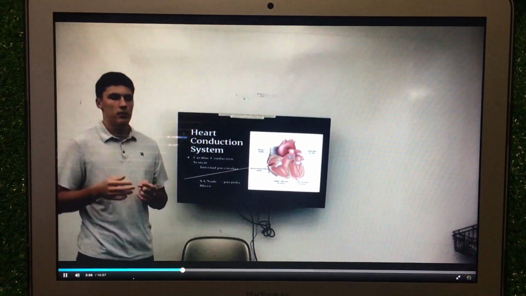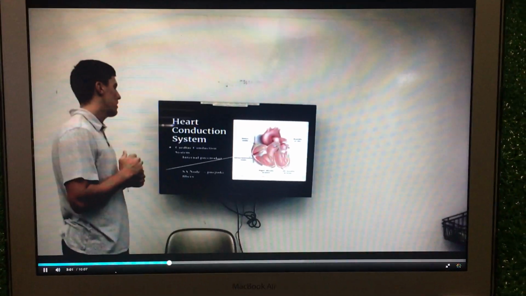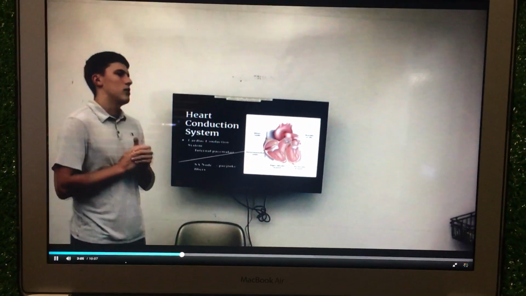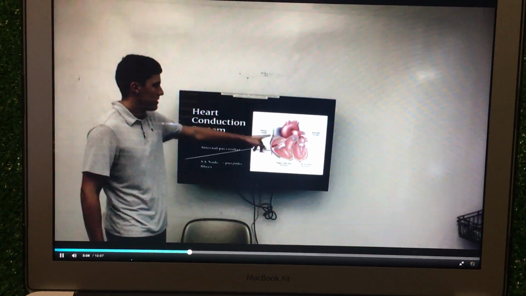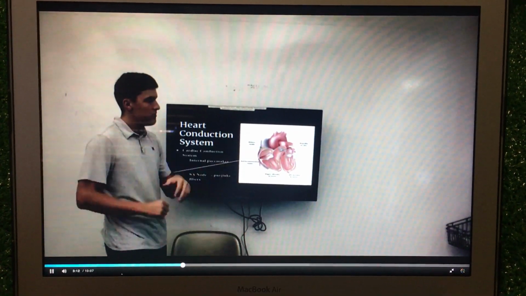Also, now we know how the blood pumps through and how it gets out, but how does it get that trigger? Well, it's the cardiac conduction system. First, it's going to get a sympathetic neuron from the head, which goes all the way down to the SA node, or the sinus node. It's going to fire that node, and then it's going to fire the AV node.